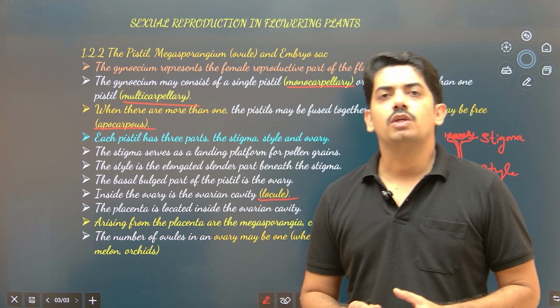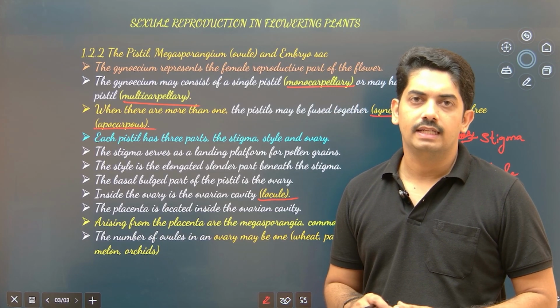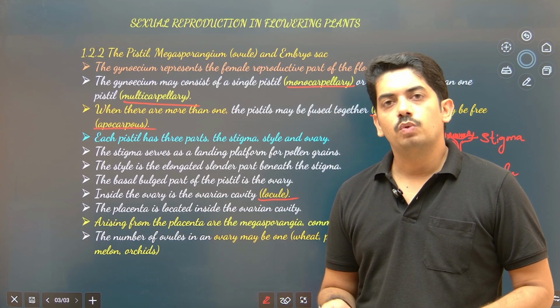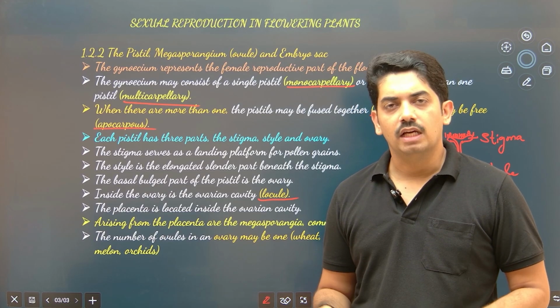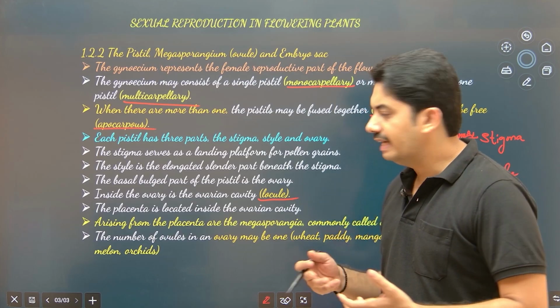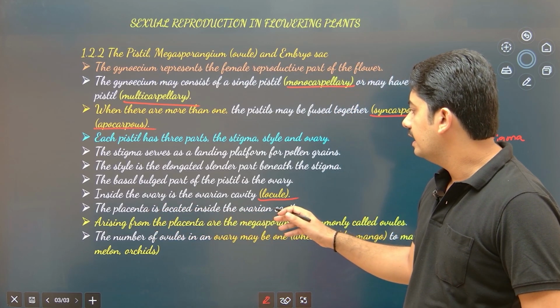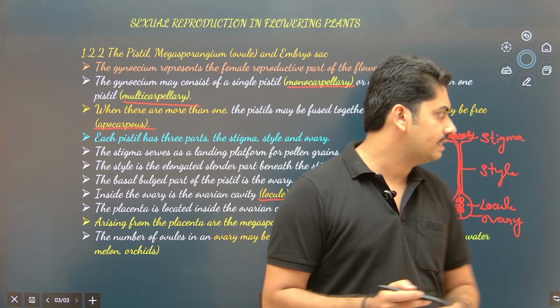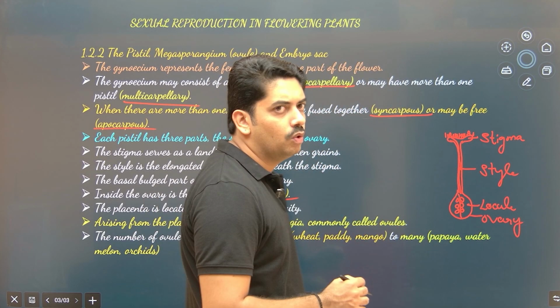See, this locule, sometimes it is 1, then we use the term unilocular condition. If it is 2, then we use the term bilocular condition, trilocular, pentalocular. So the number of locules will vary from flower to flower. The placentation is located inside the ovarian cavity. Here you can see, without placentation, these ovules cannot attach to the ovary.